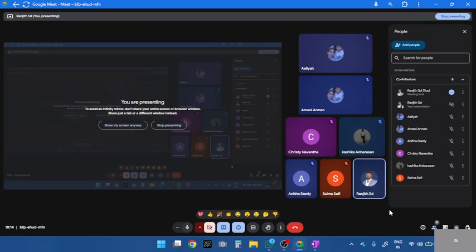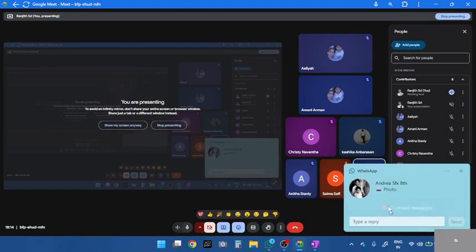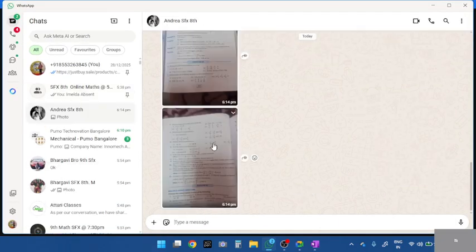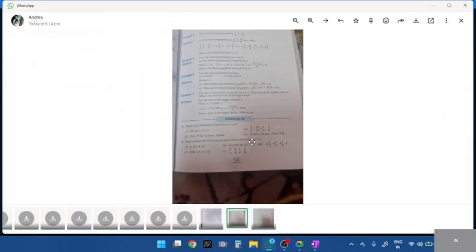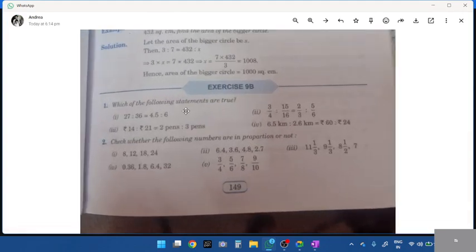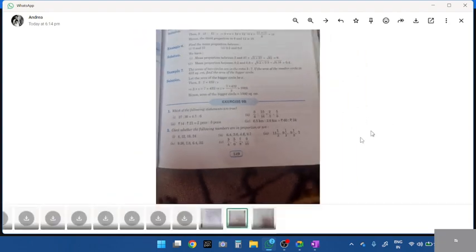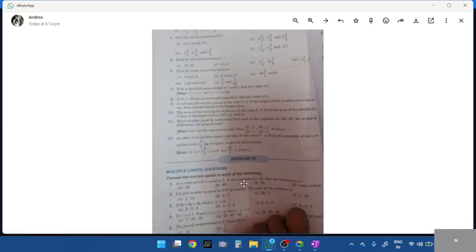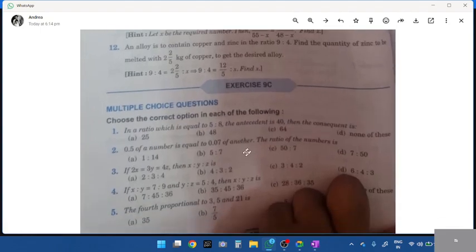Let me check. Which of the following is true? Check whether the following proportion. Oh, next proportion. Ratio is done, students. So we have proportion. How many exercises you'll have in this? Do you have even 9C? Okay, 9C is MCQ, right? In a ratio which is equal. Okay, in a ratio which is equal to 5:8, antecedent.